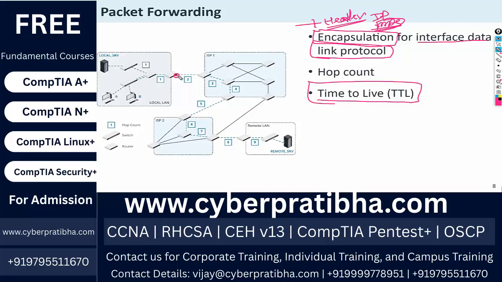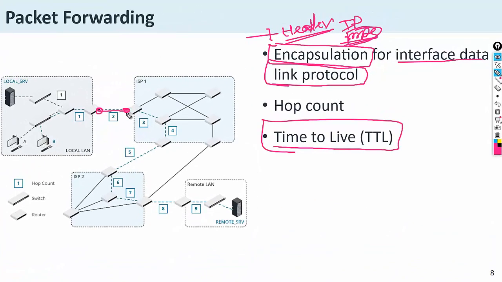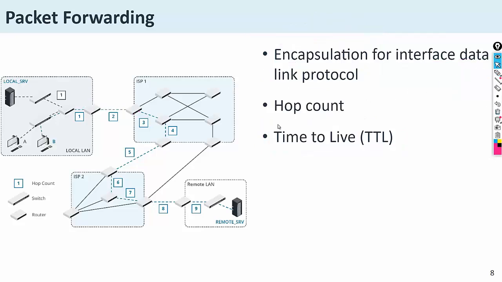Like when a packet is traveling from here to here only, it will be encapsulated, meaning the MAC address coming from this location is removed, a new MAC is added, and then it is forwarded to this interface. Once it reaches this interface, the same process happens again. So the same process happens on every router, encapsulation and decapsulation, for forwarding the packet.